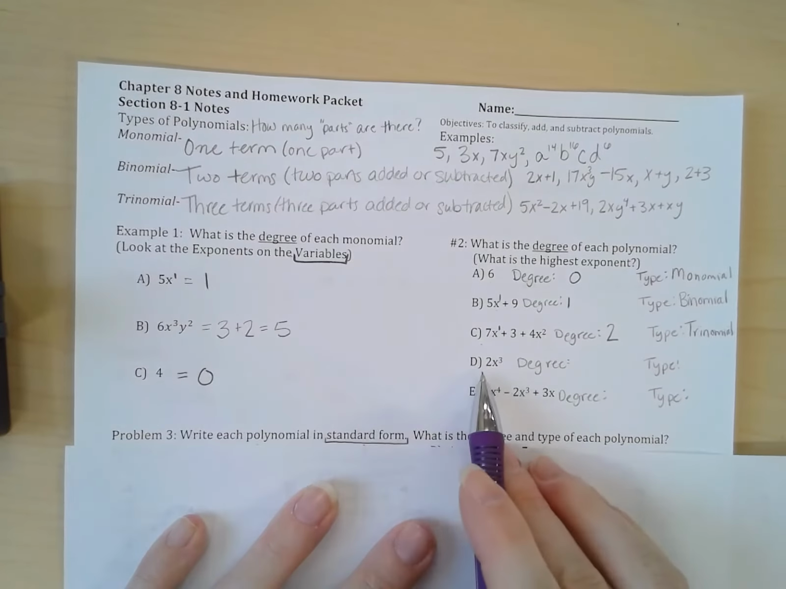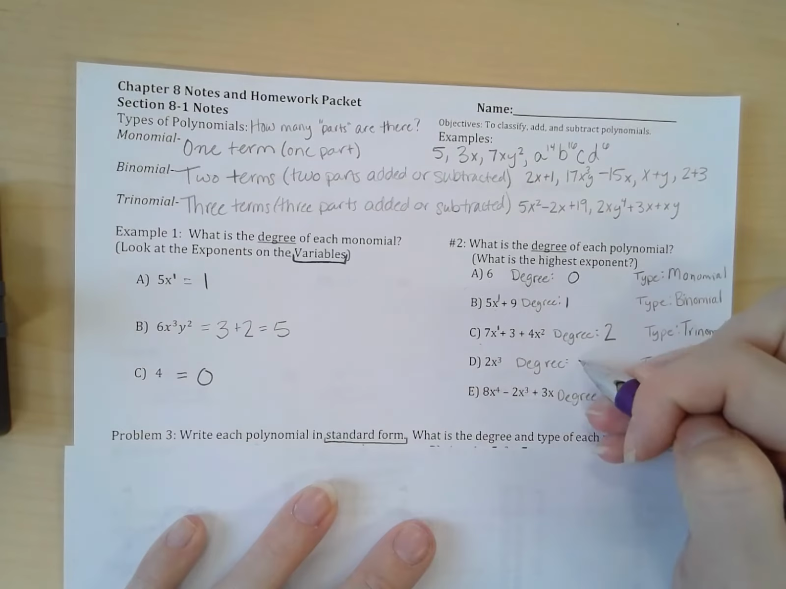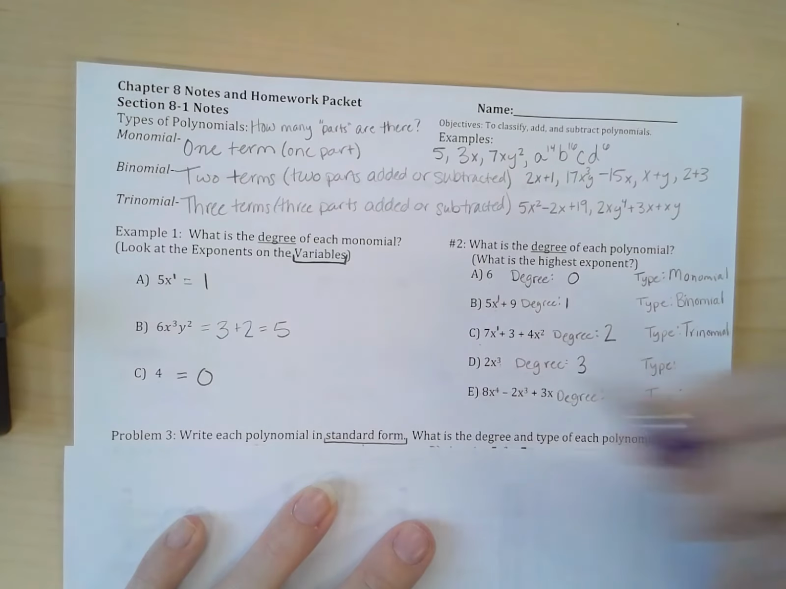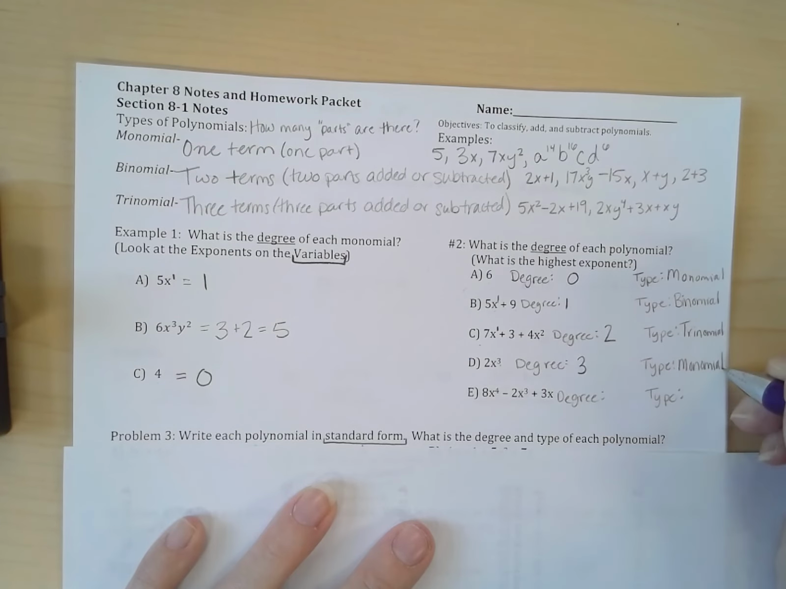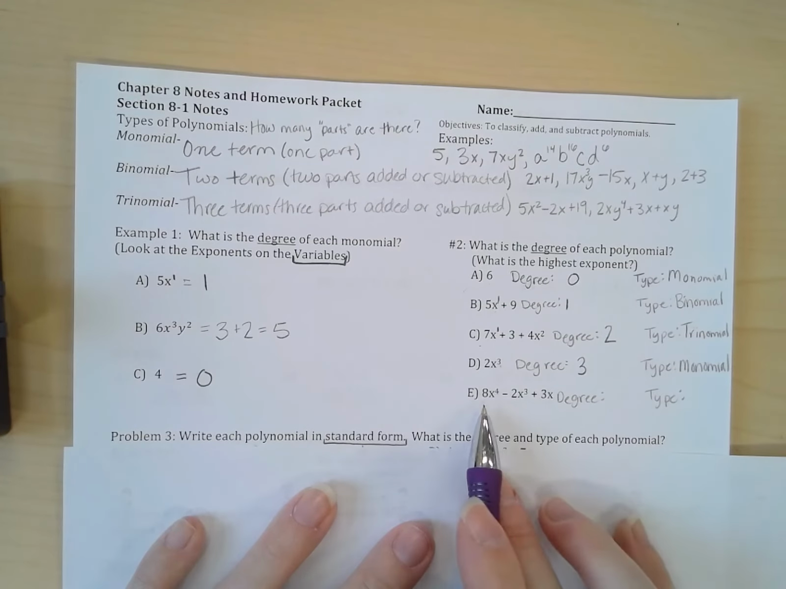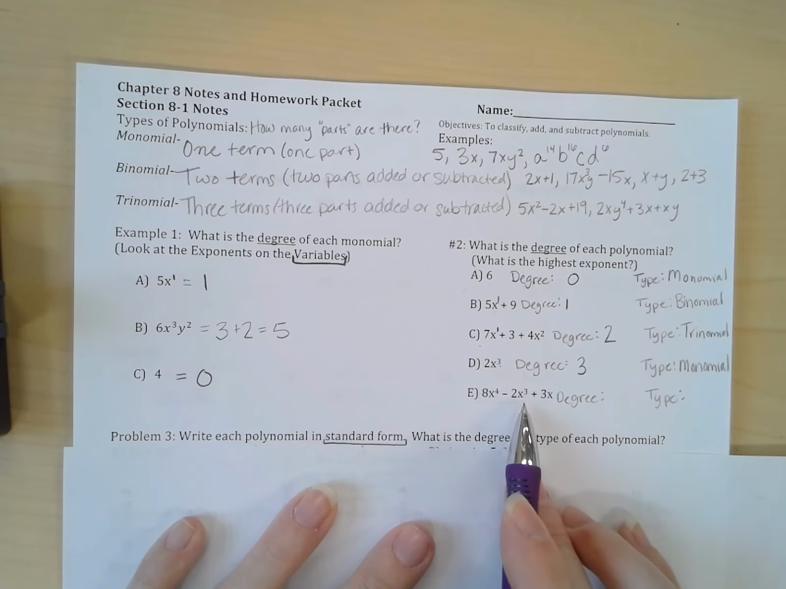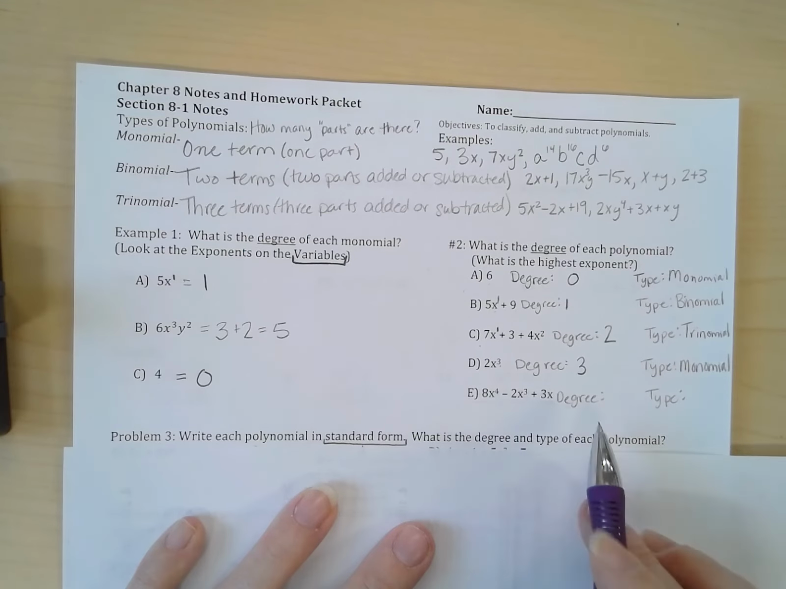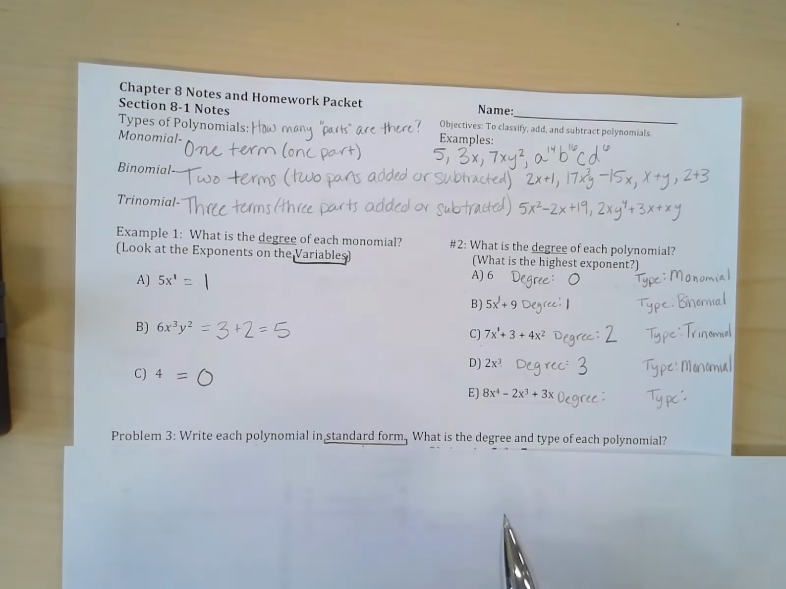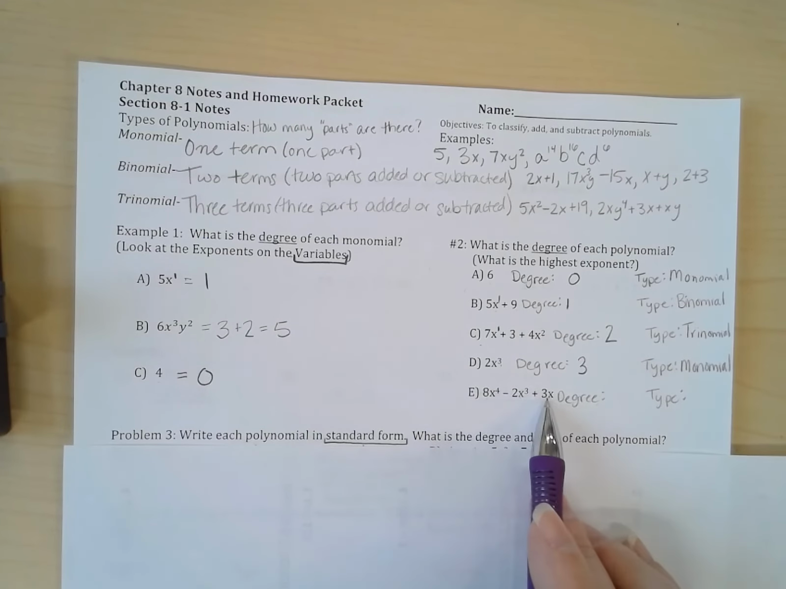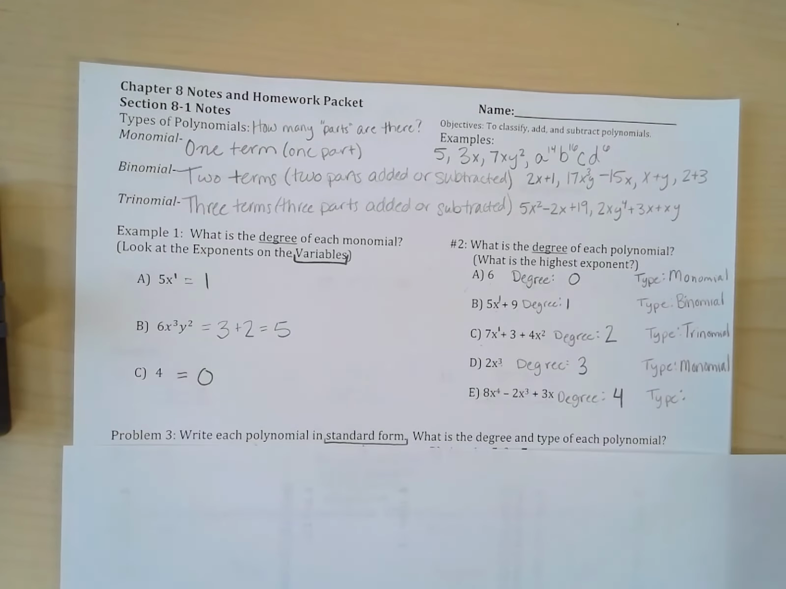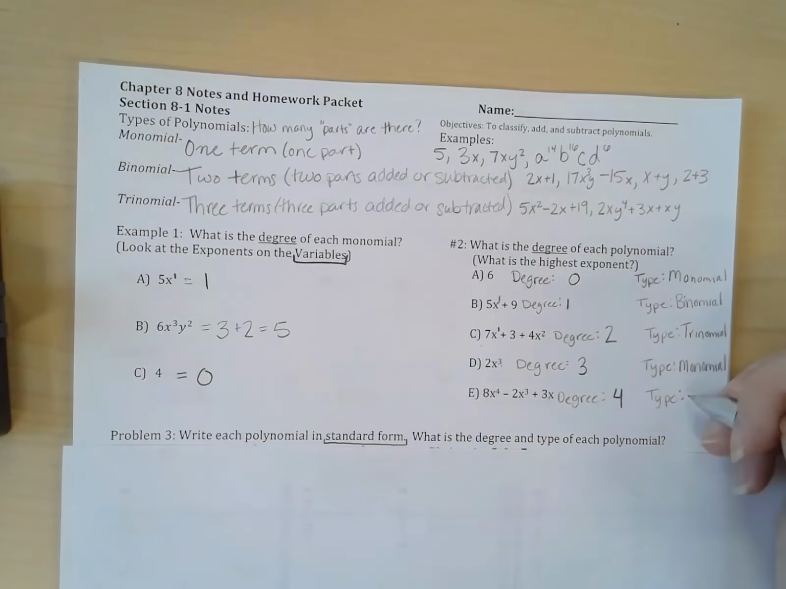So this next one, 2x to the third, the degree is going to be 3 from the third on the x. The type is a monomial because there's one part. The last one here is 8x to the fourth minus 2x to the third plus 3x. So I'm looking for the degree, so the highest number of exponents on each part. So this has a degree of 4, this part has a degree of 3, this part has a degree of 1. The highest degree overall is a 4. And the type, because there are 3 parts, is a trinomial.